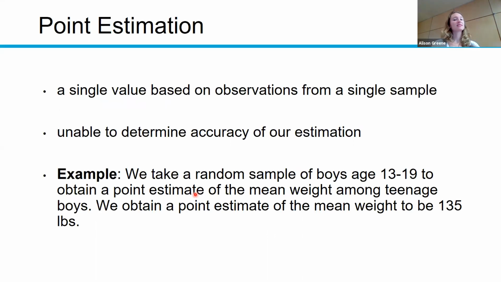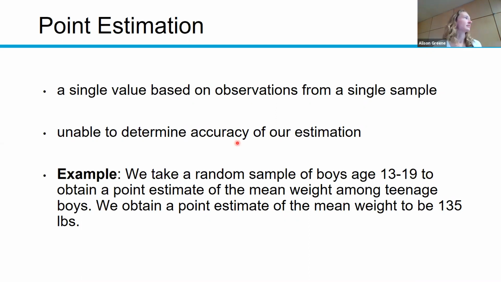So a point estimate is a single value based on observations from one single sample that we take. The problem with this is that we're unable to determine the accuracy of our estimation. Like I said before, we might have gotten really unlucky and got the 5 lowest observations, and it's going to really look like our mean is much lower than it is. Or same if we got the 5 highest observations. Or we got lucky and we got the 5 middle, and just in this one sample, we really estimated the true mean.